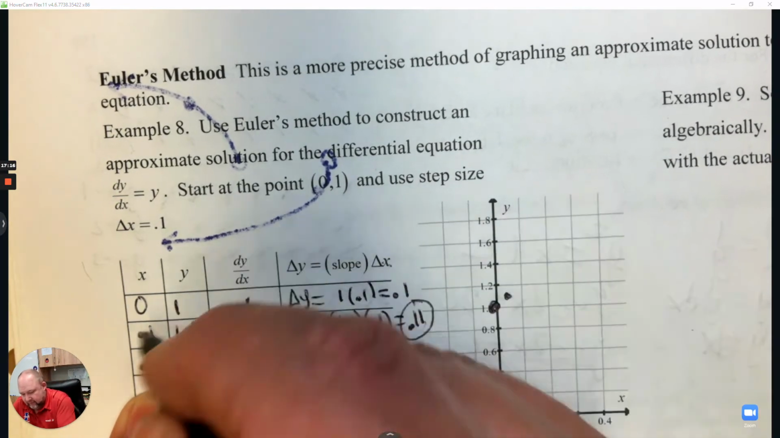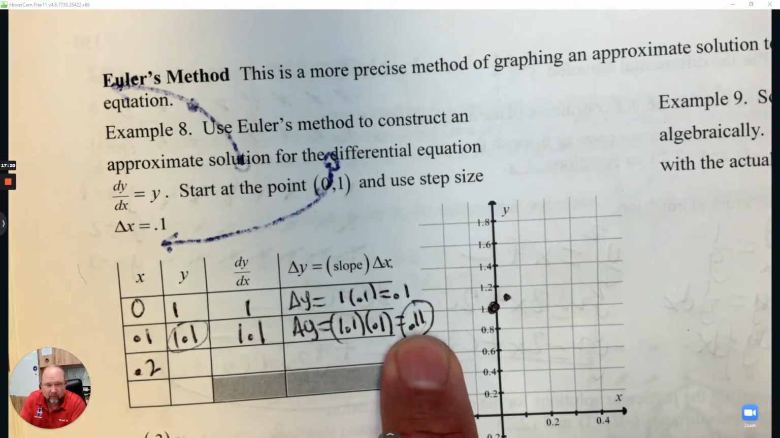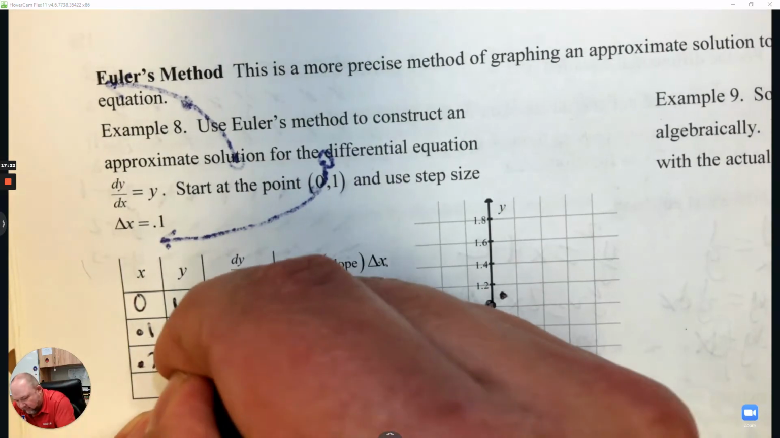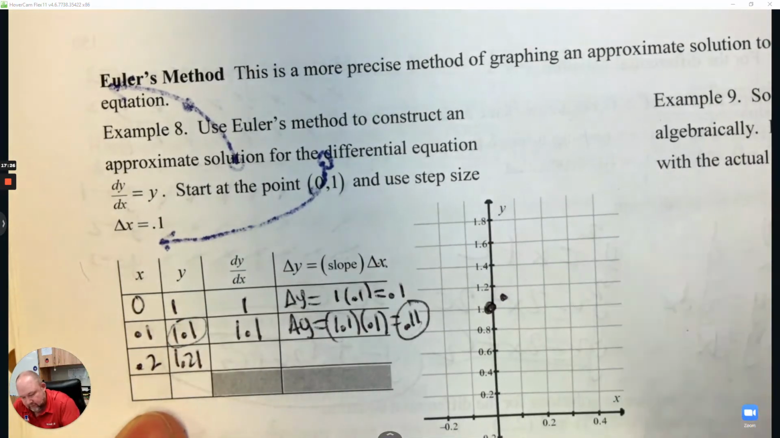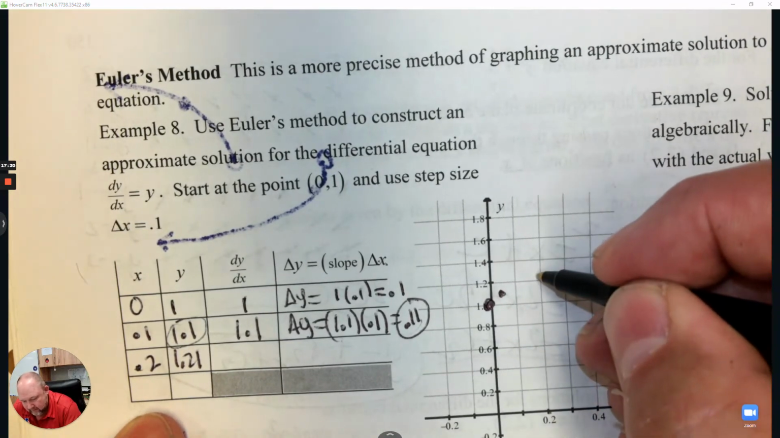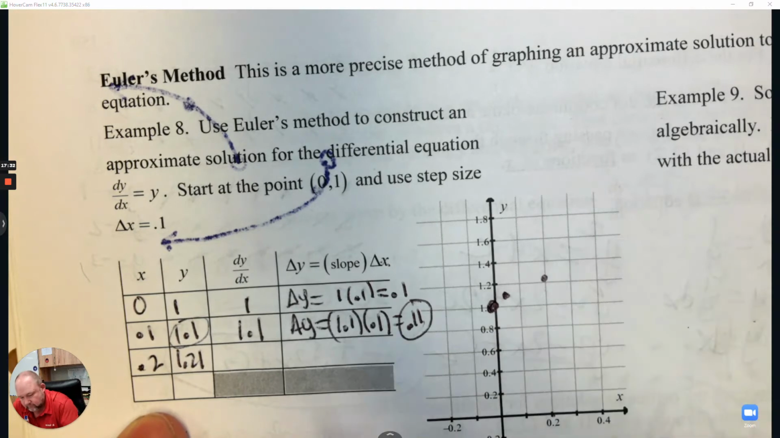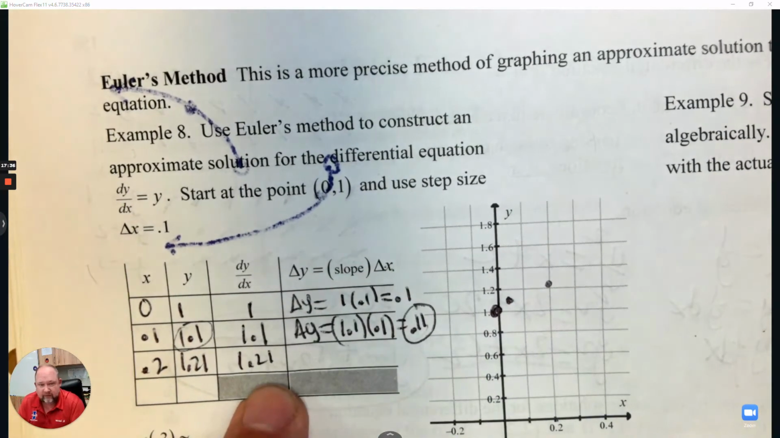So I take this answer and add it. This is the change in y now. It was this, but now the change is 0.11. So that's now 1.21. So there's my point: 0.2 and 1.21. The derivative is just the y value, so there it is.